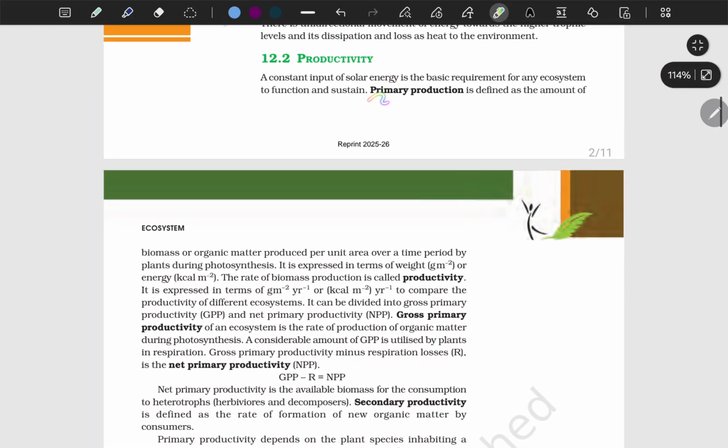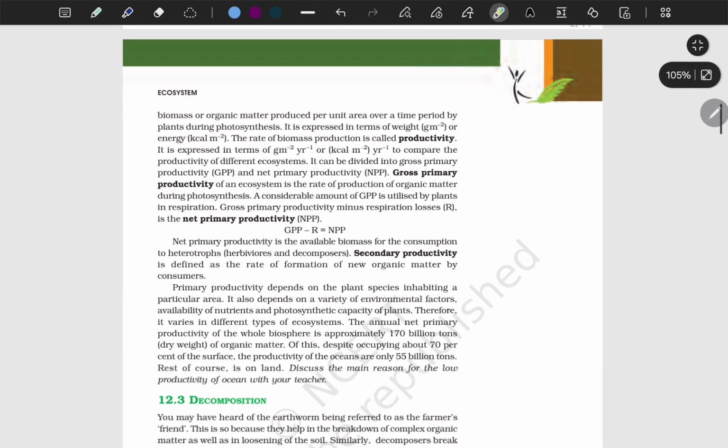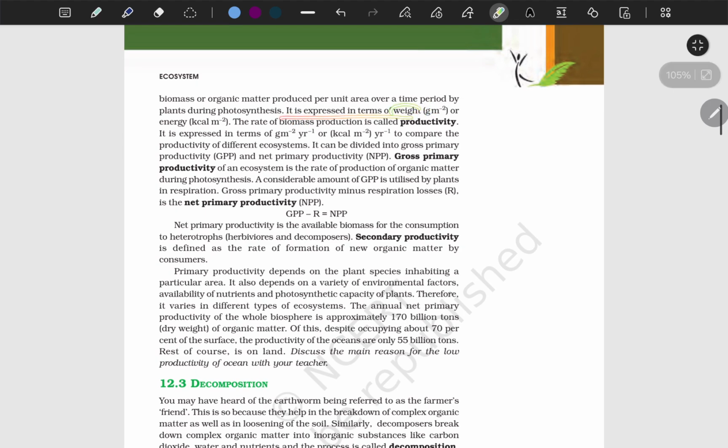Talking about primary productivity, gross primary and net primary productivity, and secondary productivity, these questions are asked many times. So remember the definition. Primary production is defined as the amount of biomass or organic matter produced per unit area over the time period by plants during photosynthesis. It is expressed in terms of weight, gram per meter square, or energy, kilocalorie per meter square.